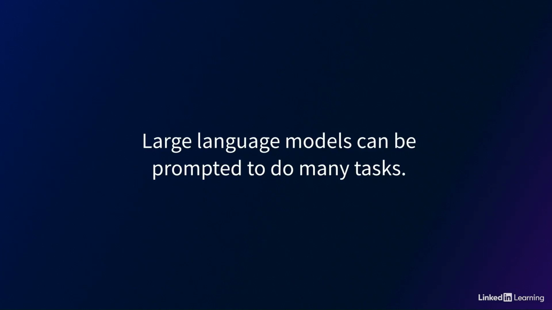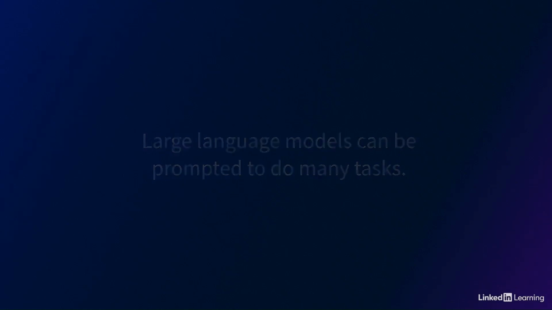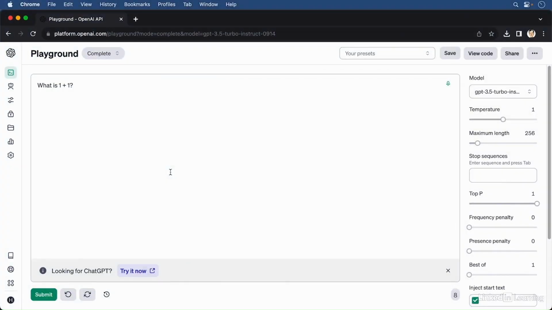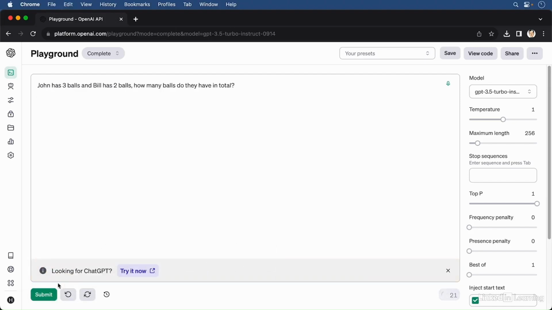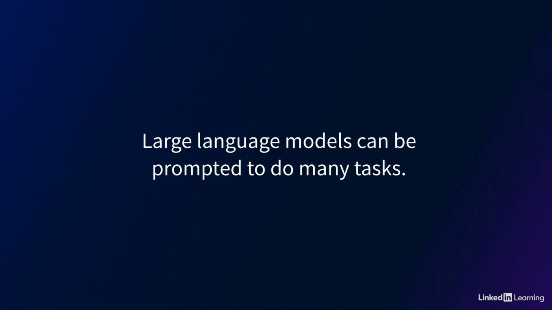This was discovered in 2022, and we found that we can now prompt it to do arithmetic. We can ask it to do machine translation. We can even ask it to provide some reasoning capabilities. All these are very amazing to observe. And in summary, large language models can now be prompted to do many tasks.